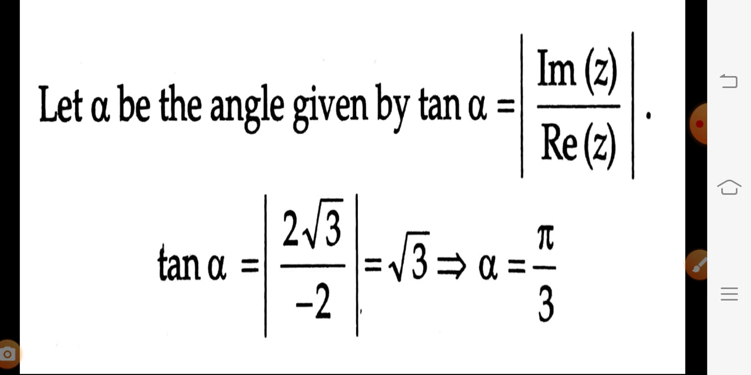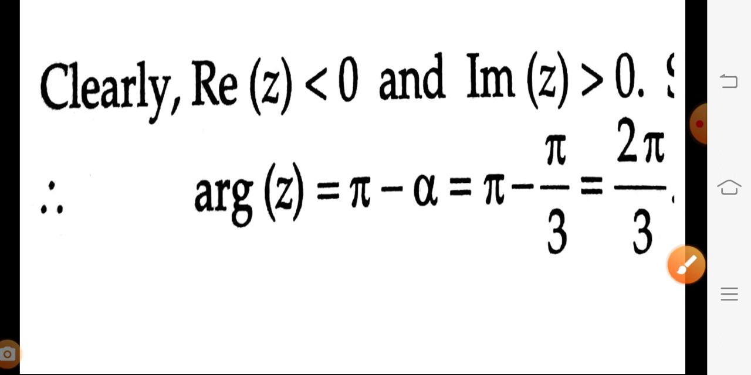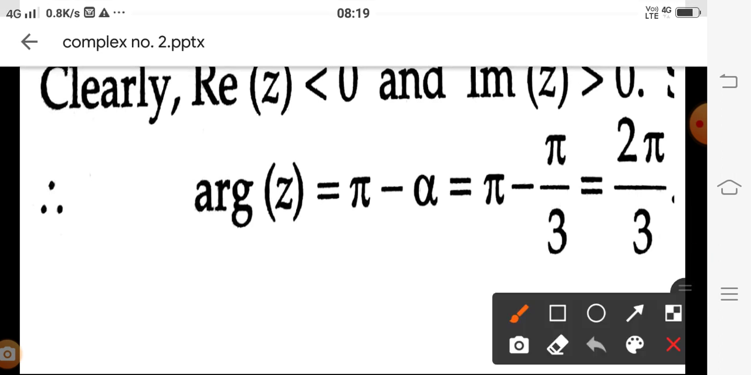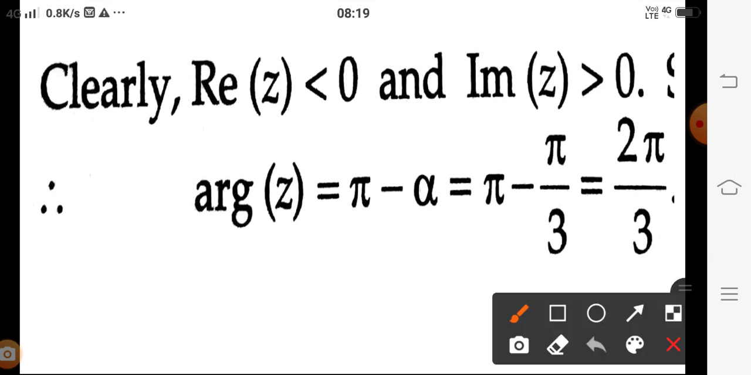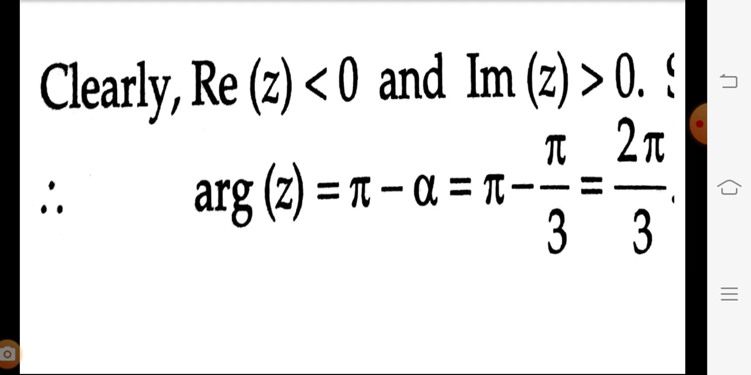Now we have alpha, and what we are observing here is that the real part is negative and the imaginary part is positive. It means that this value lies in the second quadrant, and if the value lies in the second quadrant, then the argument is pi minus alpha. And if we do so, pi minus pi by 3, we are getting 2 pi upon 3.